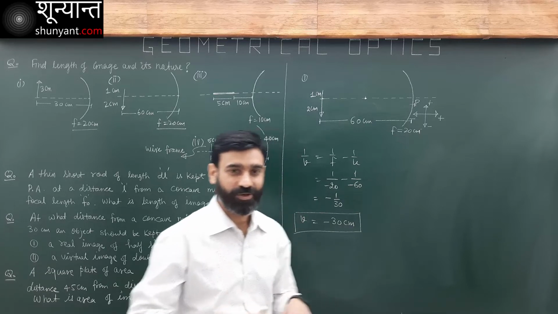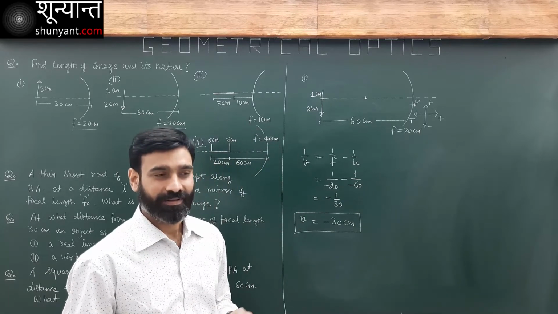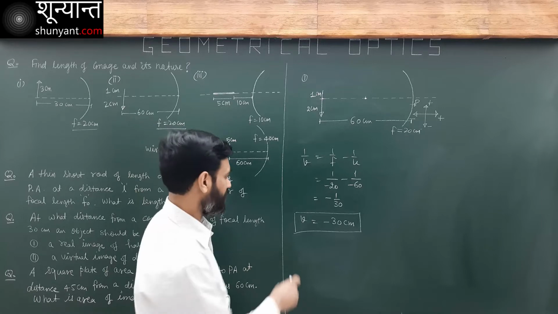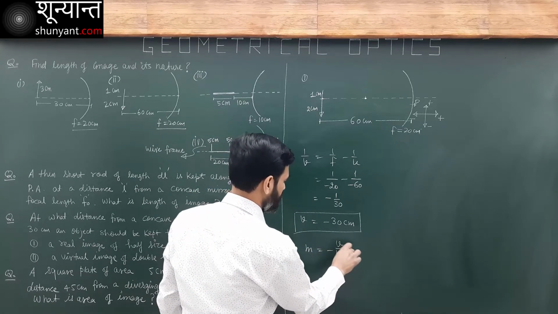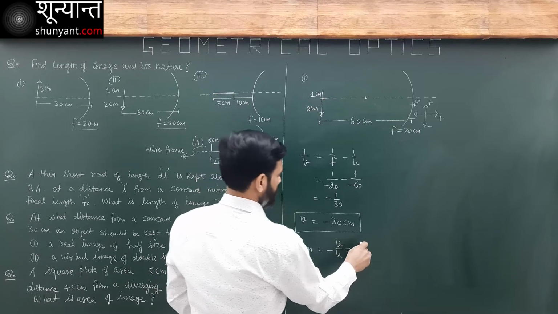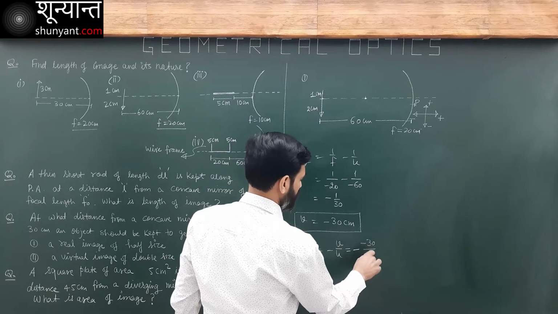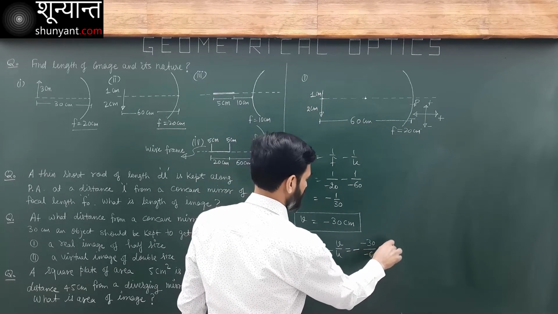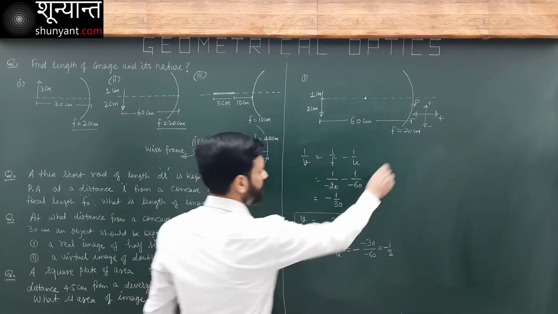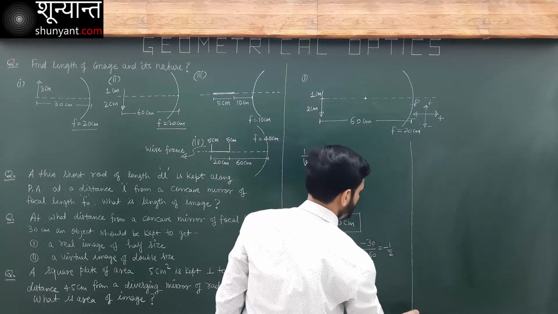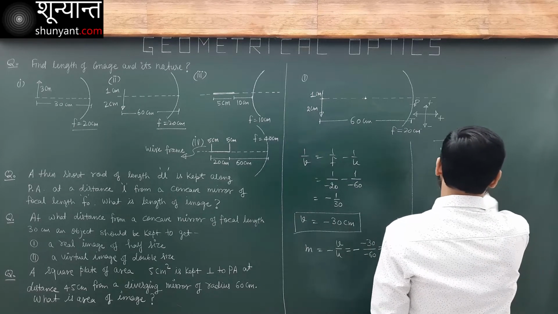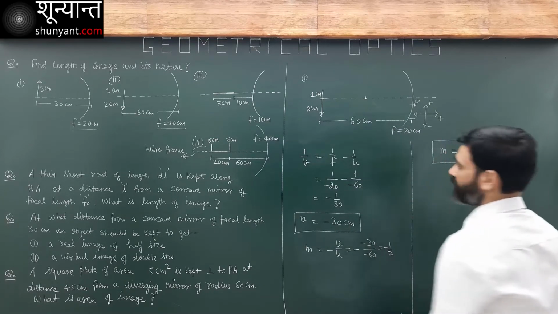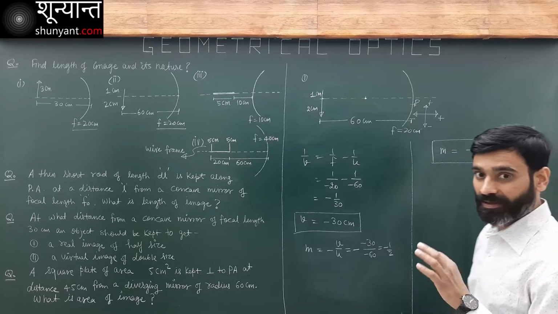How long? How short? We find it using magnification. What is magnification? It's minus of v over u. Minus of minus 30 over minus 60. It becomes minus half. Magnification is minus half. Only this is sufficient to tell me everything about the image.